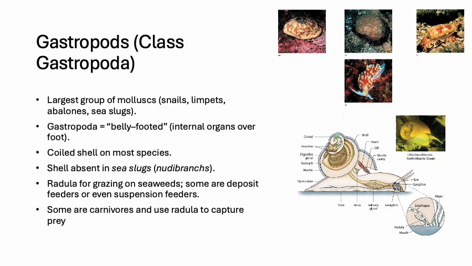Gastropods are the largest class of mollusks and include familiar animals like snails, limpets, abalone, and sea slugs. The name gastropod means stomach foot because the body is twisted so that the internal organs sit over the foot. Many have coiled shells, though sea slugs have lost them entirely.